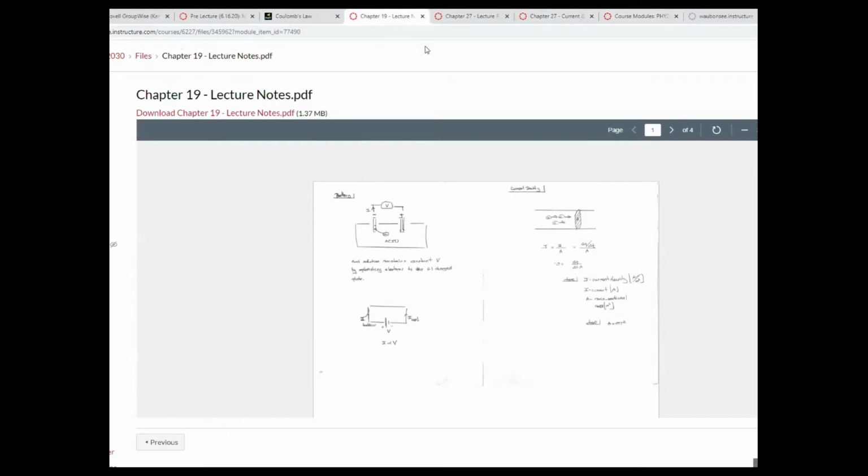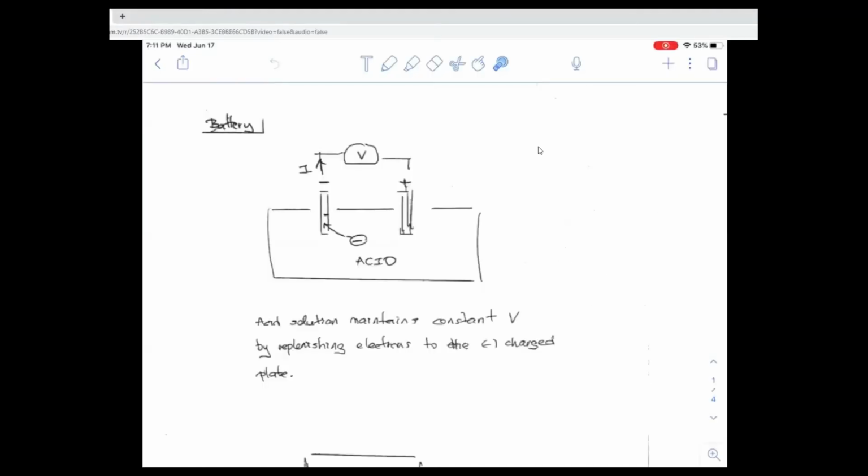All right, so let's get back to this. Are you guys able to see this page now? All right, Matthew says yes, so let's go forward, guys.